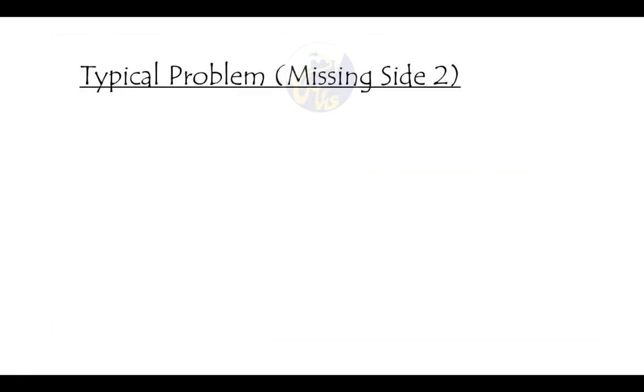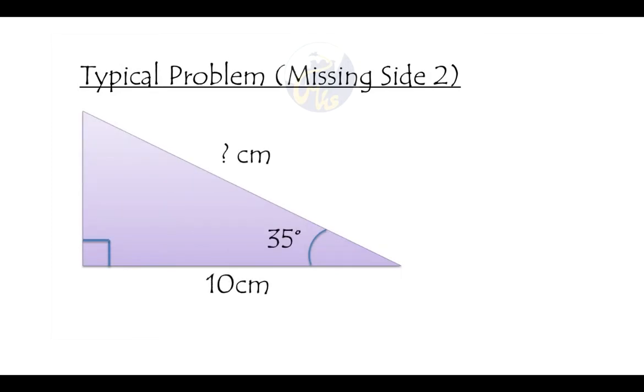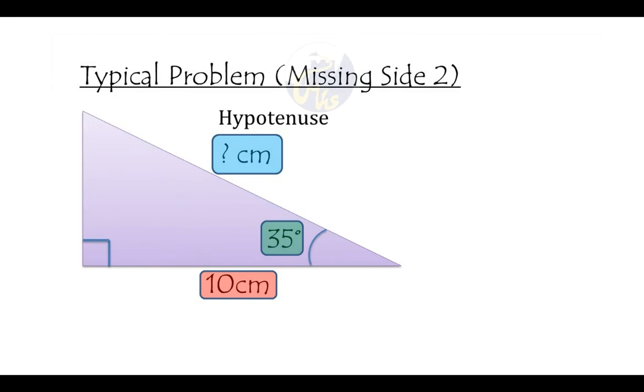Now, the second kind of missing side problem I'm going to go through is one which involves the hypotenuse. In this question, again, if we identify the three bits of information that we were given, we've got the angle, we've got the hypotenuse, the longest side, being involved, and the adjacent. And I want to go through an example of how to find the hypotenuse because this will really explain why the triangles are important.